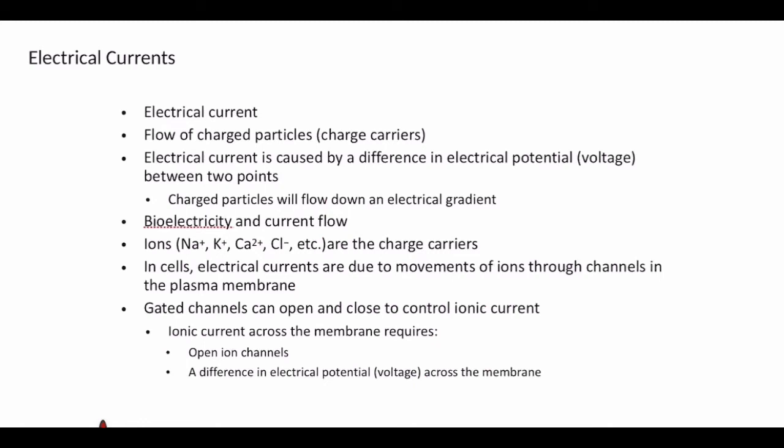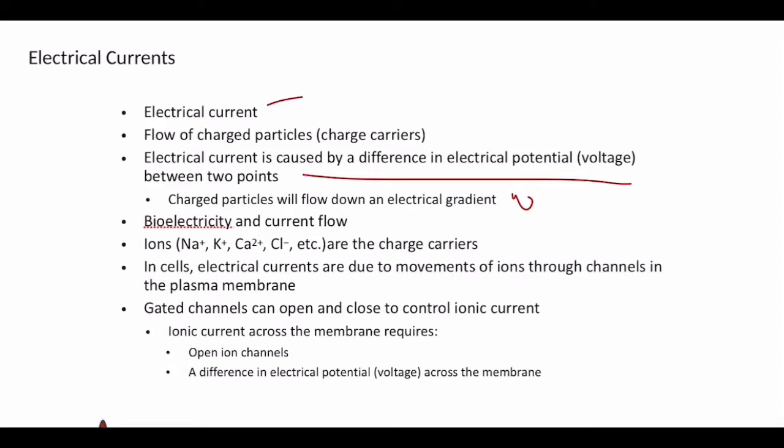An electrical current is the flow of charged particles. When you think of electricity, it's the flow of electrons over distance and time. It's like a current in a river or stream, except instead of water, it's charged particles. We're going to use something a little different from electrons. They're a bit bigger, they're ions, but it's still the same idea. An electric current is caused by a difference in electrical potential or voltage between these 2 points, usually negative and positive. Charged particles will flow down an electrical gradient. They like to balance each other.